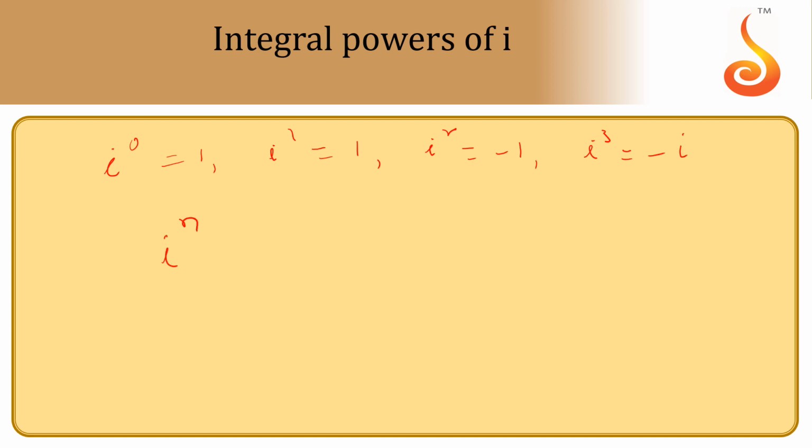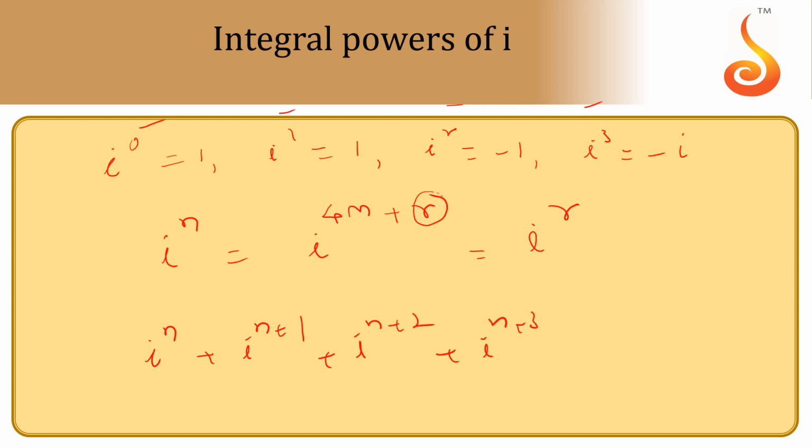So from that I can say that i power n, if you write n as a multiple of 4 plus some remainder, this r can be either 0, 1, 2, 3. So that will be the new power, i power r. So you can find any i power. The sum of four consecutive powers, that is i power n plus i power n plus 1 plus i power n plus 2 plus i power n plus 3, is always 0.